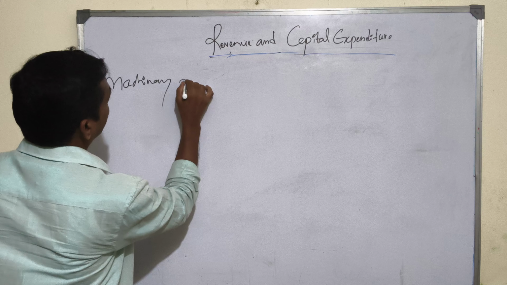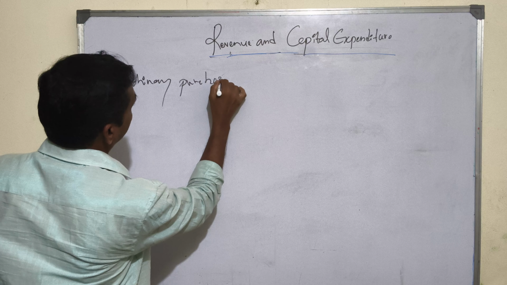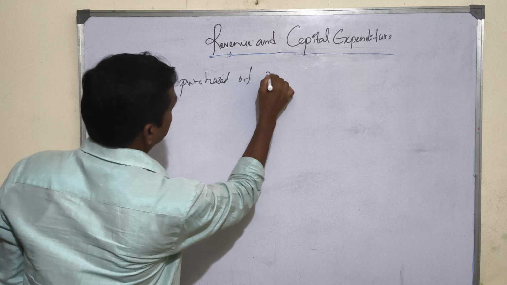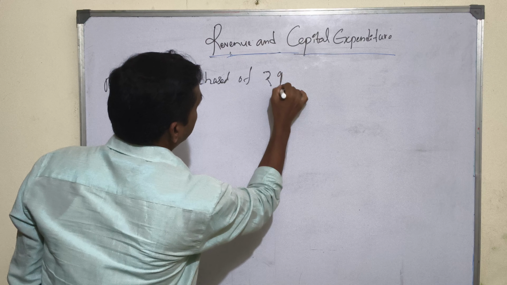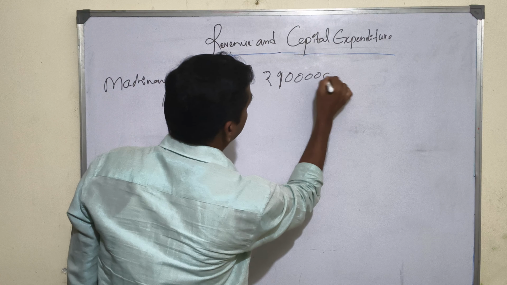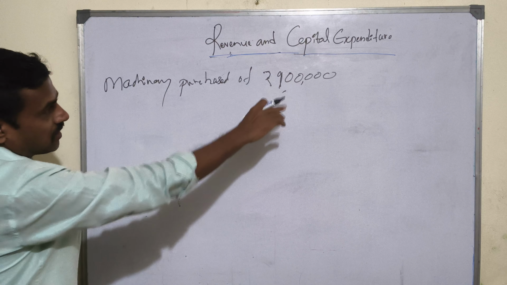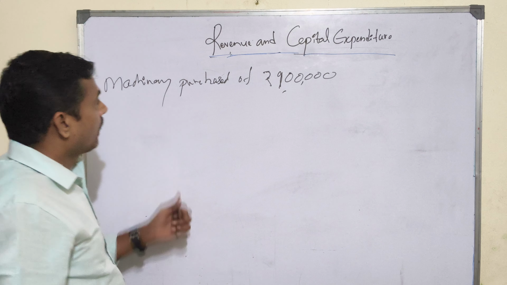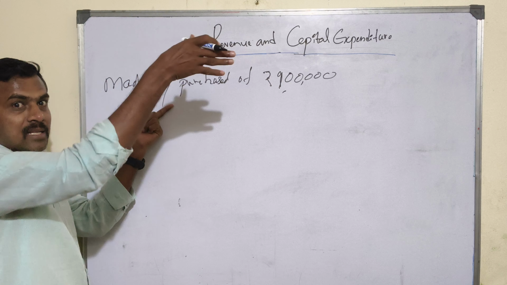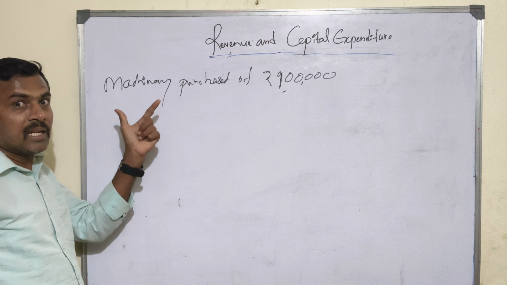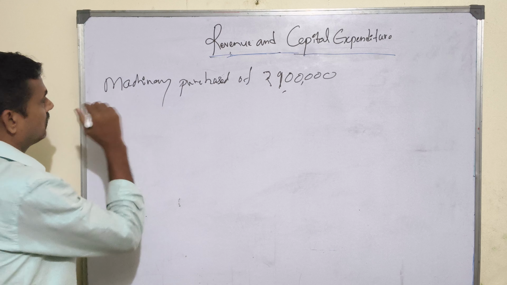Machinery purchased of rupees 9 lakh. If machinery is purchased from a different location than the factory premises, we need transportation cost, right?